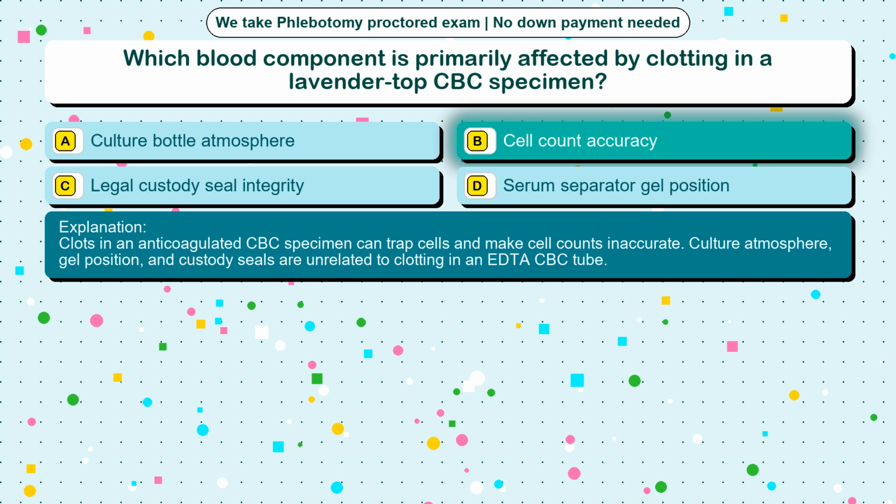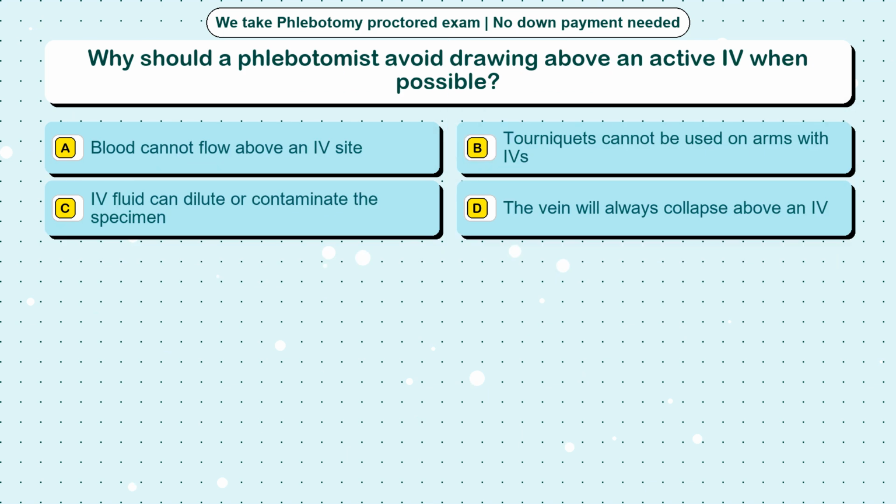Clots in an anticoagulated CBC specimen can trap cells and make cell counts inaccurate. Culture atmosphere, gel position, and custody seals are unrelated to clotting in an EDTA CBC tube. Question 91. Why should a phlebotomist avoid drawing above an active IV when possible?